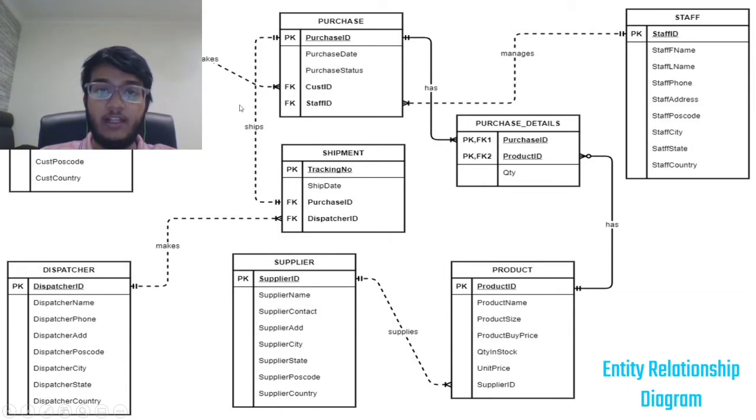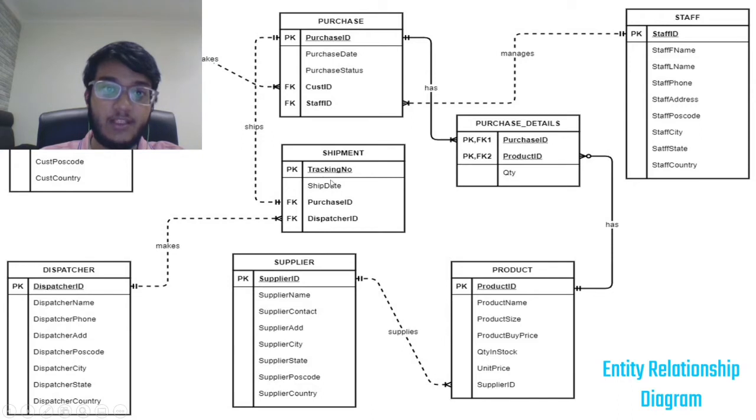So for all the relationships, the customer makes a purchase, which is a one-to-many. A purchase has many products, or a product has many purchases, which is a many-to-many relationship, therefore the composite entity has been created. For the staff, the staff manages the purchase, which is a one-to-many. The supplier supplies product, which is a one-to-many as well. And for the dispatcher, it is a one-to-many. The dispatcher makes shipments.